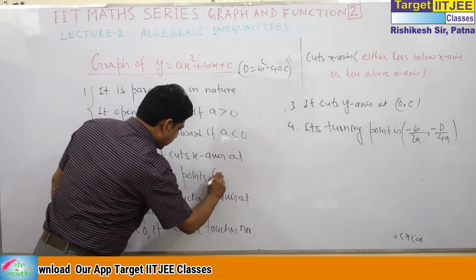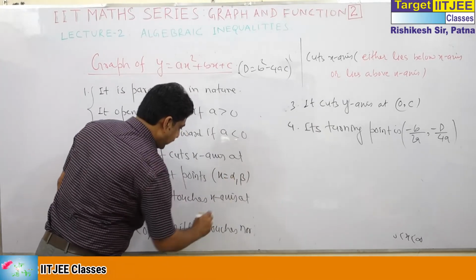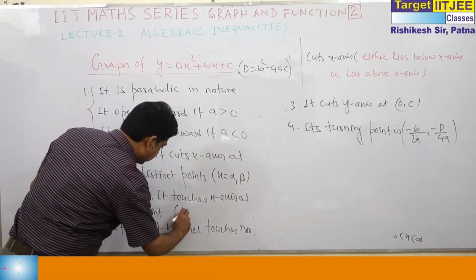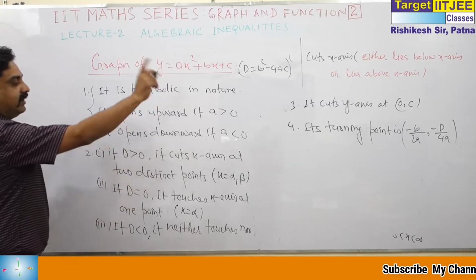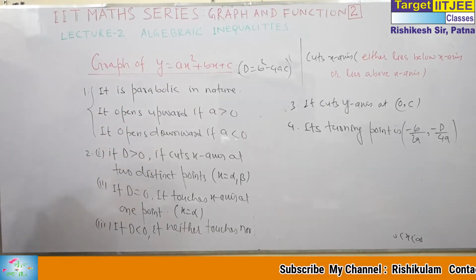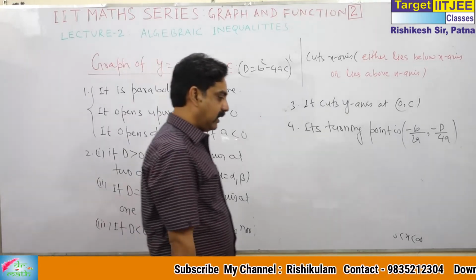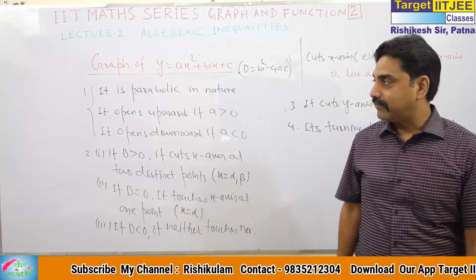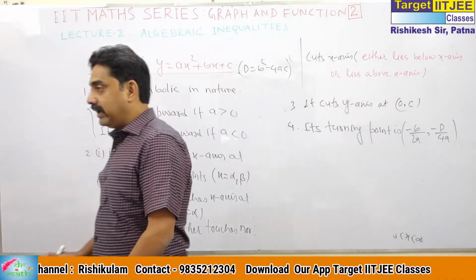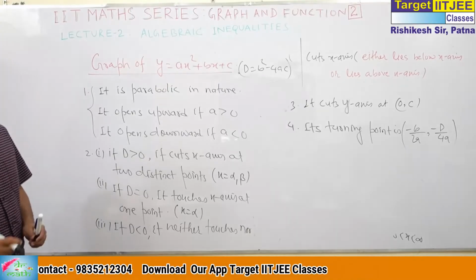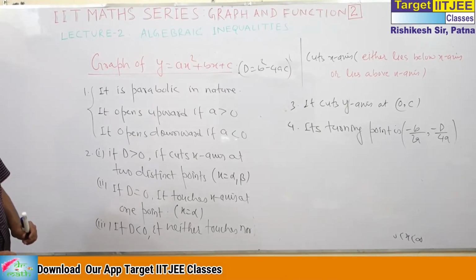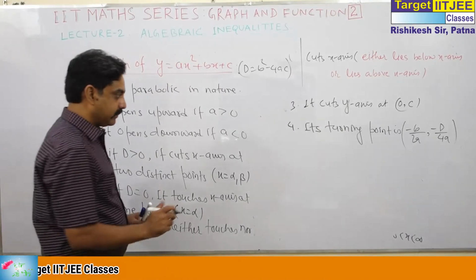It cuts x-axis at alpha, beta. We have to find the roots. It touches x-axis at x is equal to alpha. Both roots are alpha. Now, when we have to draw the graph of a quadratic equation, we need these points. Not every time all points, but let me draw.